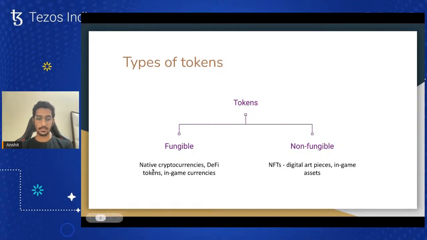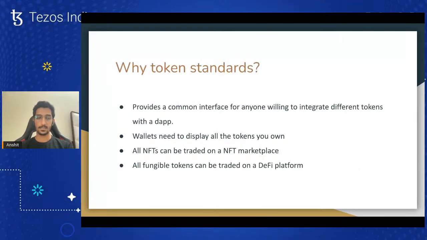So in fungible, we have the most basic, the native cryptocurrencies, and DeFi tokens and in-game currencies. For fungible, the concept is this: if let's say I own one Tezos and someone else owns one Tezos, they are both the same thing. If I have one Tezos and I give it to another person and I receive another one Tezos, it will be the same thing. But non-fungible assets are completely different. Each non-fungible asset is separate from another. They are not equivalent. Their use cases can be NFT, which can be a digital art piece, or some in-game asset, and some other use cases.